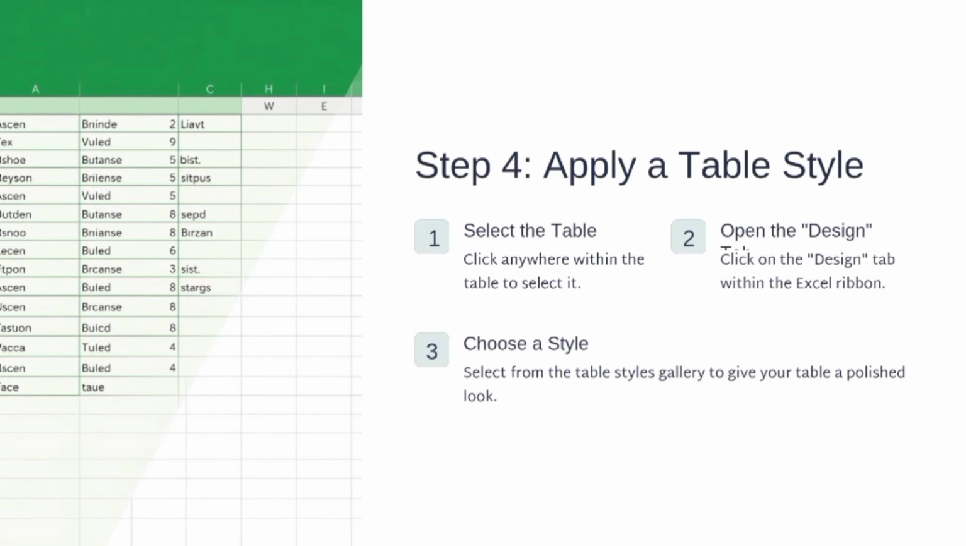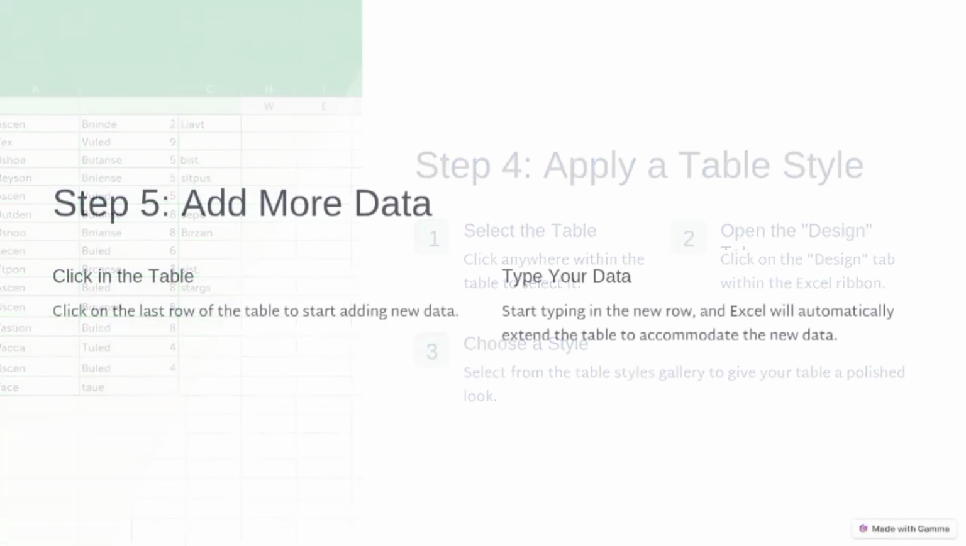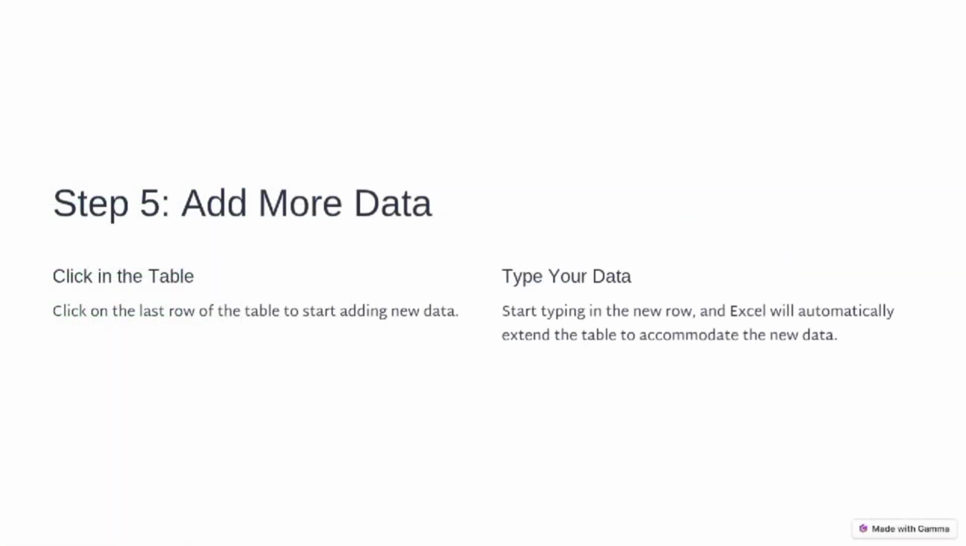Step 4. Apply a table style. Select the table. Click anywhere within the table to select it. Open the Design tab. Click on the Design tab within the Excel ribbon. Choose a style. Select from the Table Styles gallery to give your table a polished look.